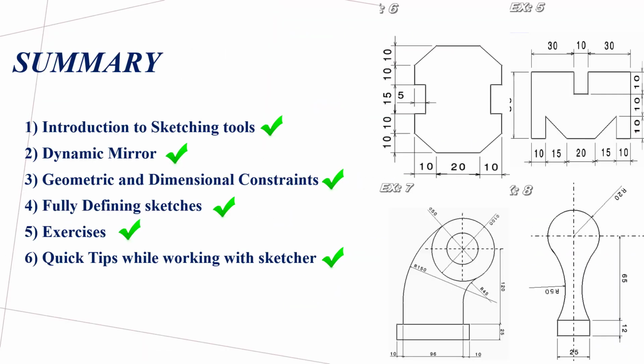Yeah, coming to the summary, we have gone through the introduction to Sketcher tools. So we have seen which and all tools are available, how to utilize them. Dynamic mirror tool, which is a powerful tool we can say. Applying the geometrical constraints and the dimensional constraints, we have gone through how to deal with that. Fully defining the sketches, what exactly we need to do. And we have seen the few exercises to deal with the different tools actually.